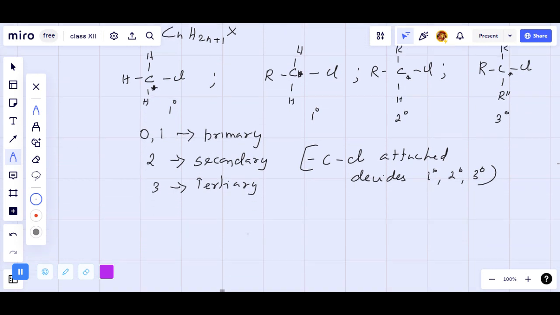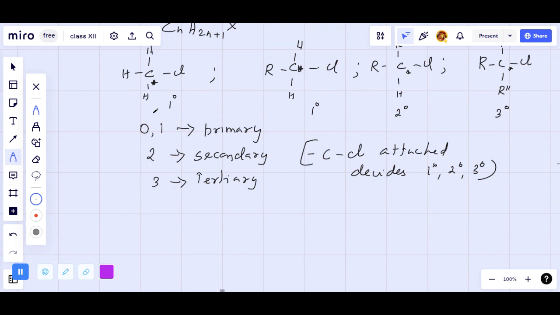All these compounds come under the heading of sp3 carbon. The second classification is allylic halides. What do we mean by allylic? This is also an sp3 carbon with X. These are compounds in which the halogen atom is bonded to an sp3 hybridized carbon atom next to a C=C double bond.